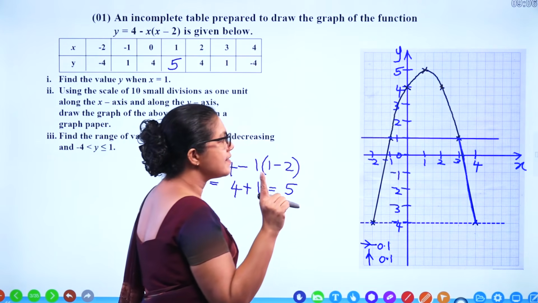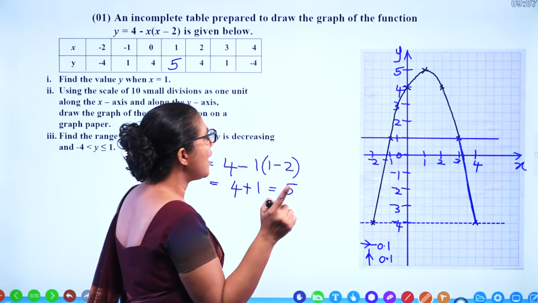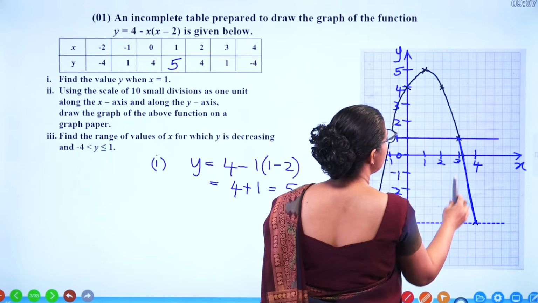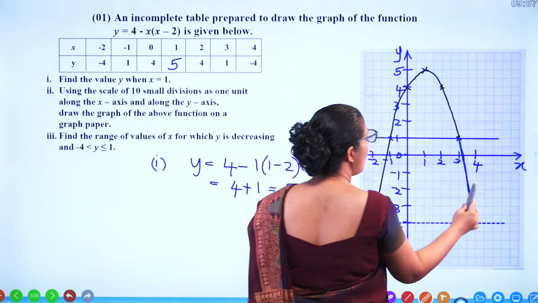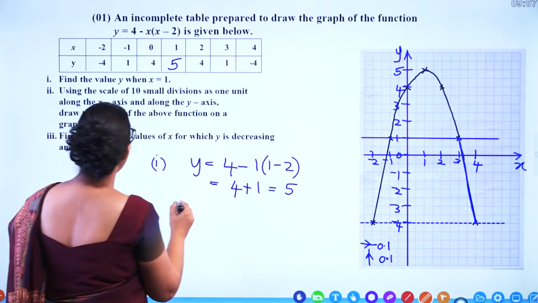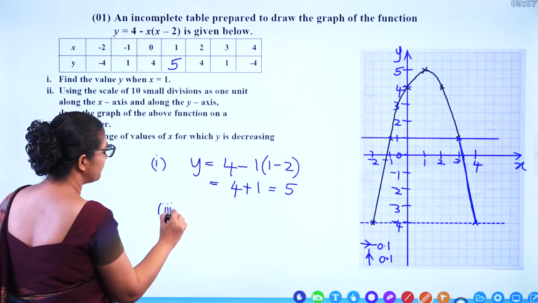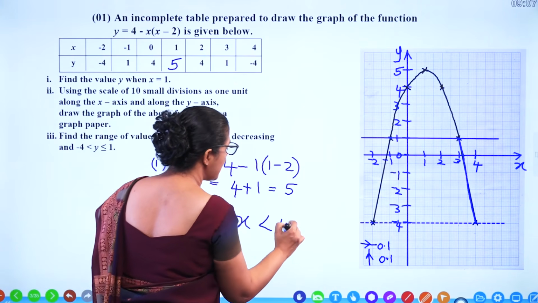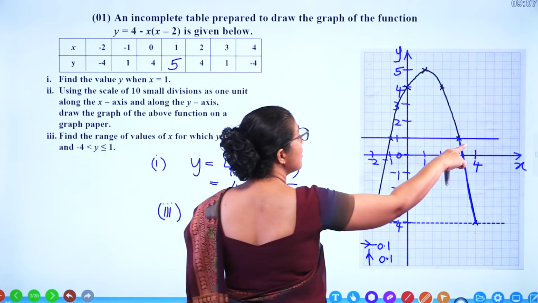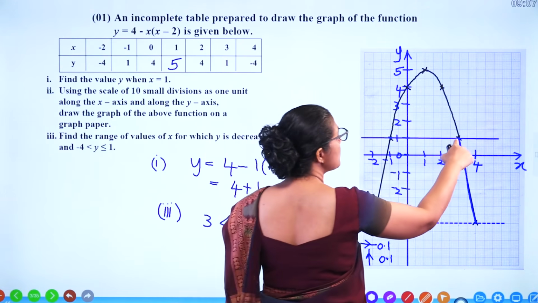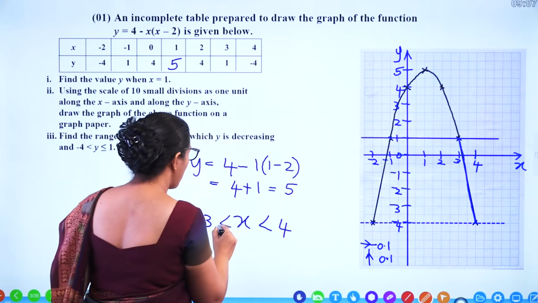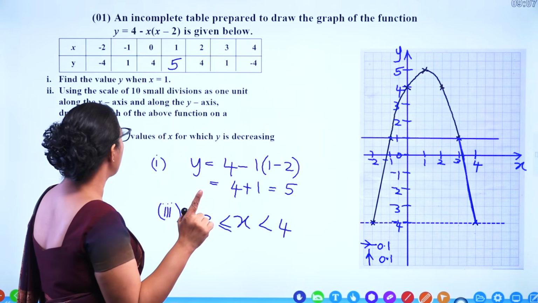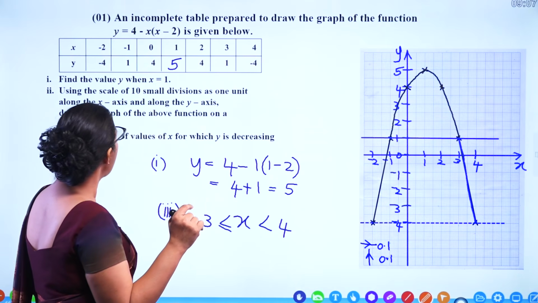When this is decreasing, what are the possible values of x? So x here is 3, here 4. So in between 3 to 4. x is in between 3 to 4, but we can say this is equal, x equal to 1 means equal to 3. So you can put an equal sign here, not for the value of 4. So that's the answer for part 3.